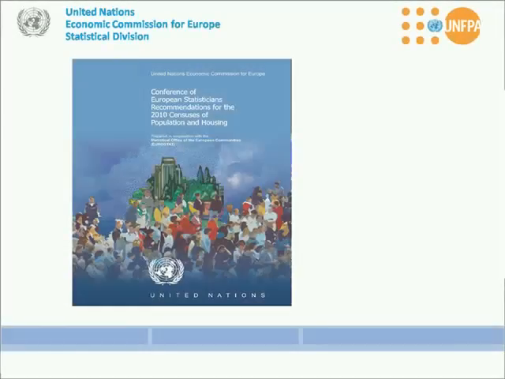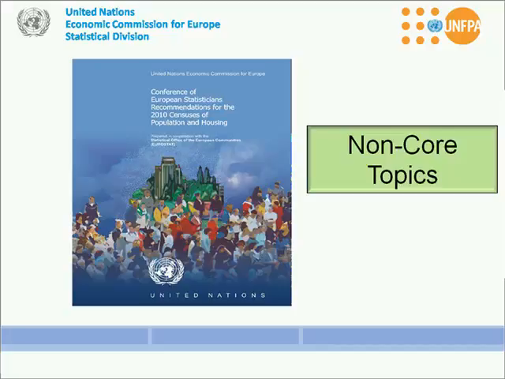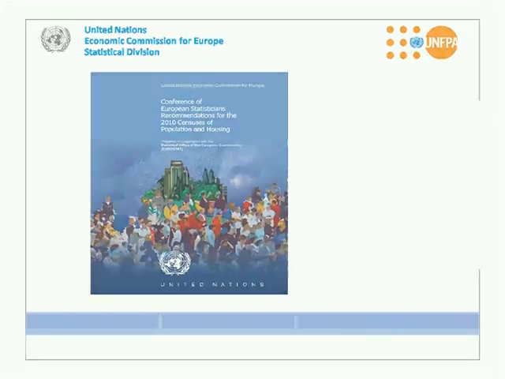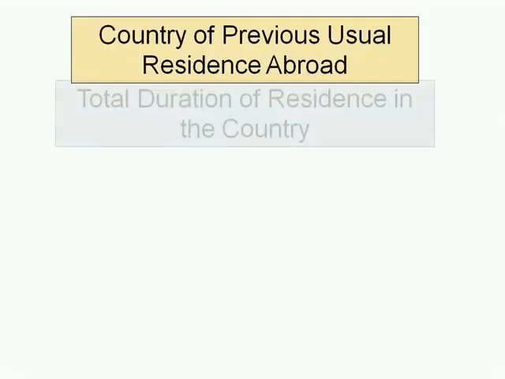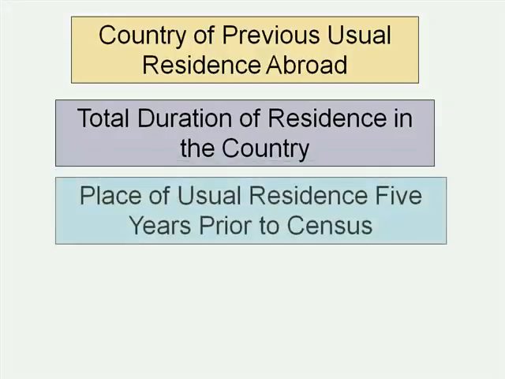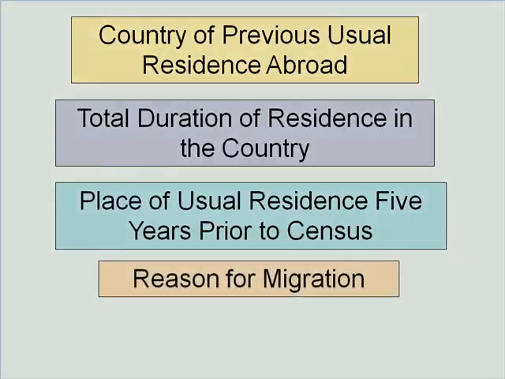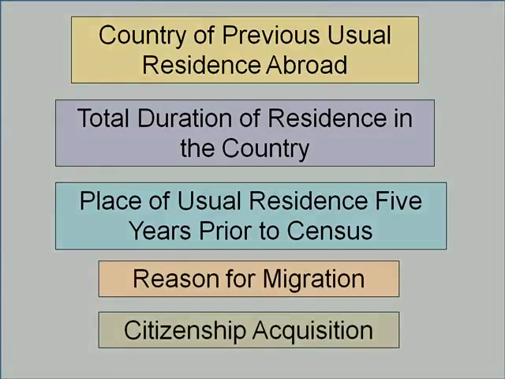The country of birth of the parents is presented in the CES census recommendations as a non-core topic. Other non-core topics that countries may consider to collect additional information on related to migration include country of previous usual residence abroad, total duration of residence in the country, place of usual residence 5 years prior to the census, reason for migration, citizenship acquisition.